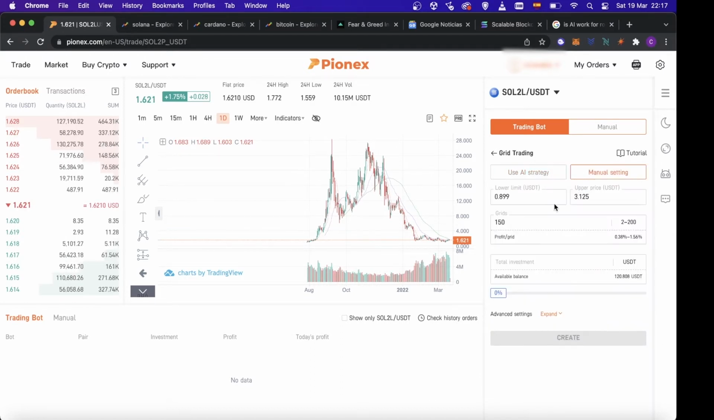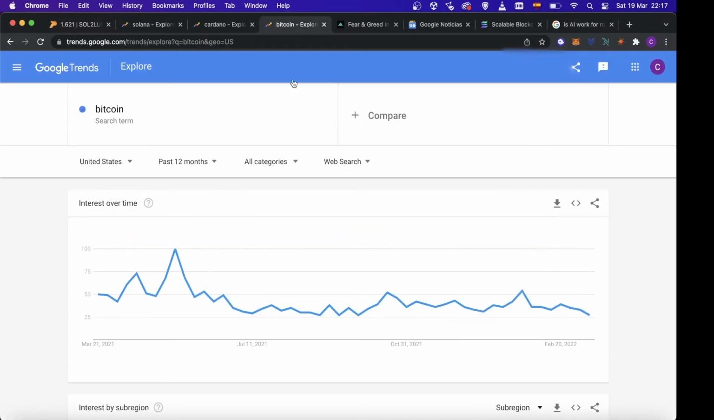So here we create the robot. We are going to put the lower price and the maximum price of the 2L leveraged token. This token is double Solana. So if Solana goes up, you go up double. If it goes down, you lose double.